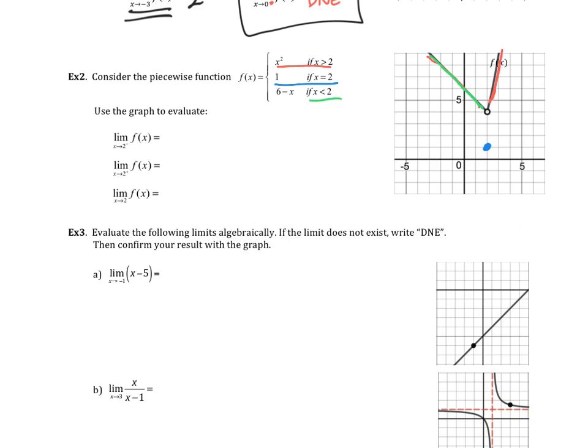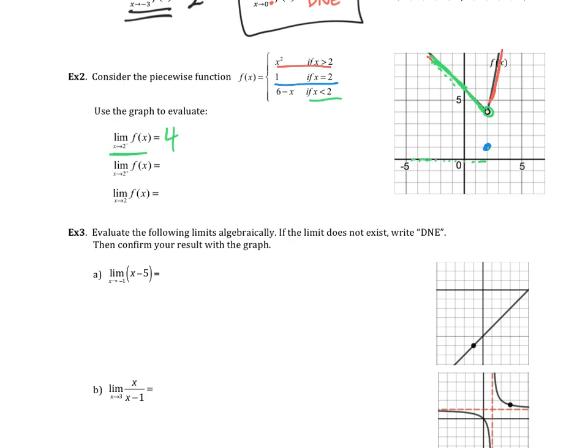Okay, so let's check it out. The limit as x approaches 2 from the left-hand side. So we're approaching 2 from the left-hand side. So we're coming down the graph and we're ending up here. So if we approach 2 from the left-hand side, we end up at the value of 4.